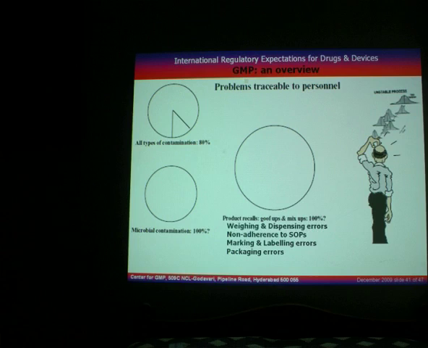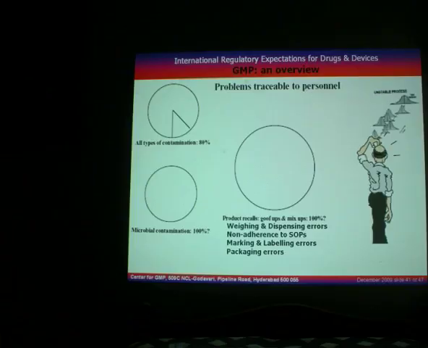If you were to look at the history of product recalls, you will find worldwide 60% of the recalls have been because of human error. Now, where could human errors occur? In several areas. One is in weighing and dispensing. One is in sampling. One is in general handling. Non-adherence to SOPs. The marking and labeling errors. The packing and packaging errors. These are some of the most common areas where mistakes take place.